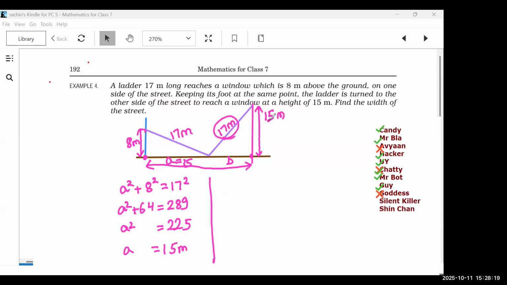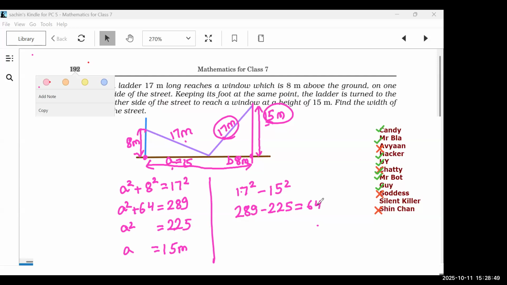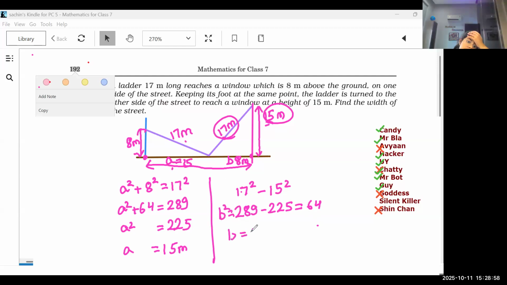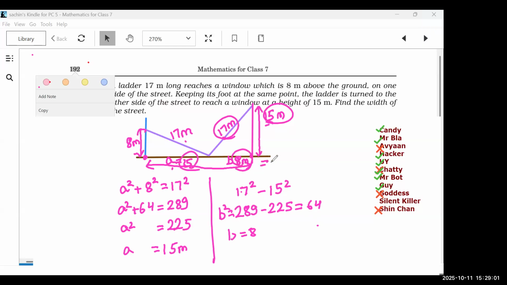Now, because this is 17 and this is 15, and we know that 17, 15, 8 is going to make a Pythagorean triplet, this will be 8 meters. You can check by doing 17 square minus 15 square also. The answer is going to be the same. So let's check once. This is 289 minus 225, that is equal to 64. The square root of 64 will be what? 8. So you can then add 15 plus 8 to get 23.